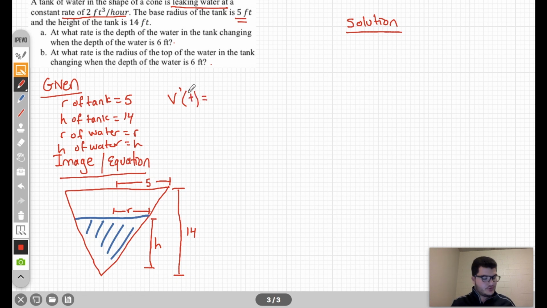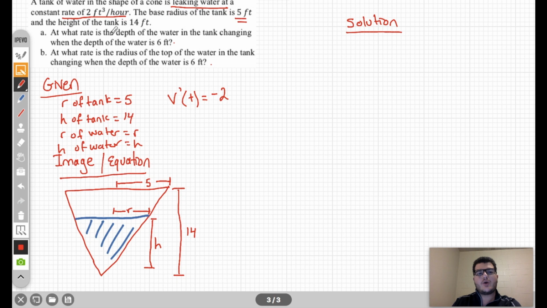And that's equal to, well, you have to ask yourself, is it positive or negative? And how do I answer that question? Well, is it decreasing in size or is it increasing in size? And so if it's leaking water, I'm having less and less water, that's going to be negative. So we're going to signify that with a -2 here.